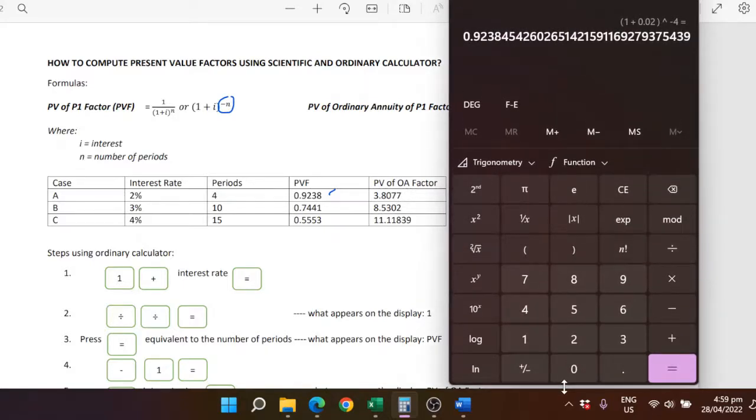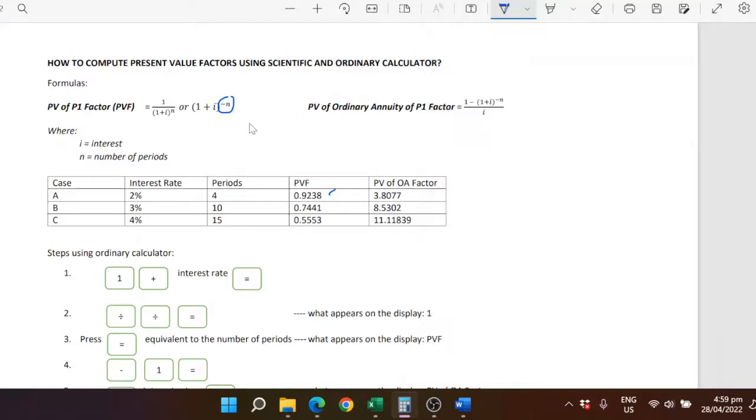Now let's proceed to the next calculation. We are going to solve for the present value of ordinary annuity of 1 factor. So we'll just continue with the formula for the present value of ordinary annuity. Since we cannot see the formula here, I will rewrite it: 1 minus 1 plus i to the power of negative n, all over our interest.